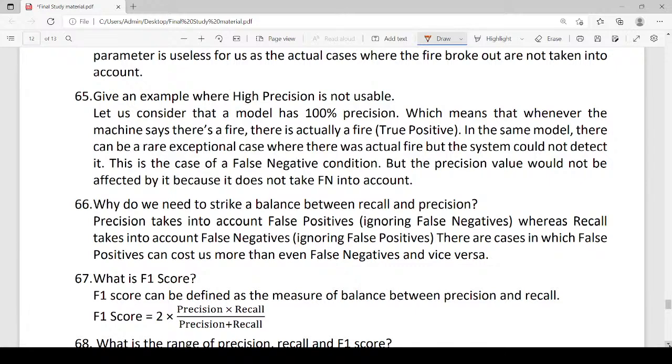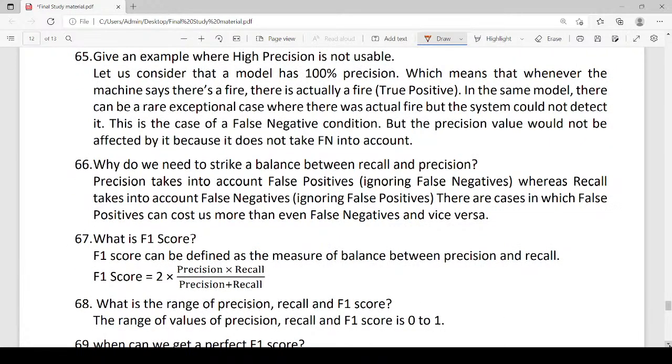You are right. The answer is right. FN is harmful for forest fire. FP is harmful for mining. Yes. 0 to 1. Excellent. I am not able to see what you have typed. All of you have given the correct answer.